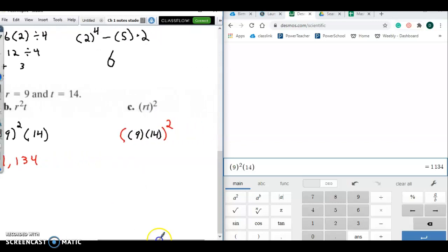And then the final problem, and here's where we got all these parentheses. So I have 2 parentheses, 1, 2, I'm putting in the 9, close that one out, start the 1 for the 14. All right, now I'm going to close out that parenthesis, and then I'm going to raise that to the 2nd power. Oops, I don't want that. And there's my answer, 15,876.